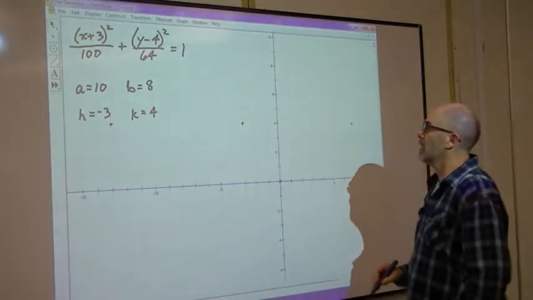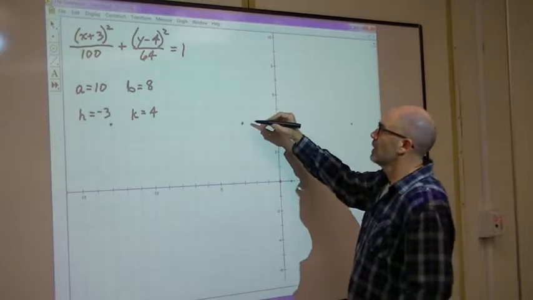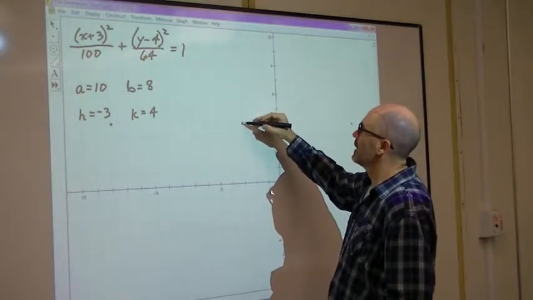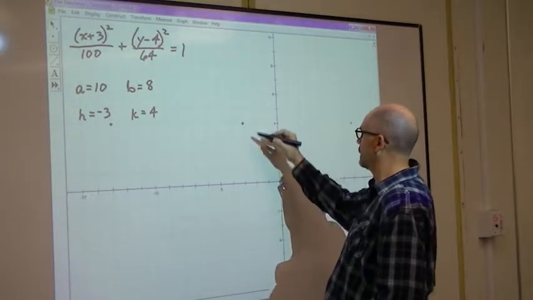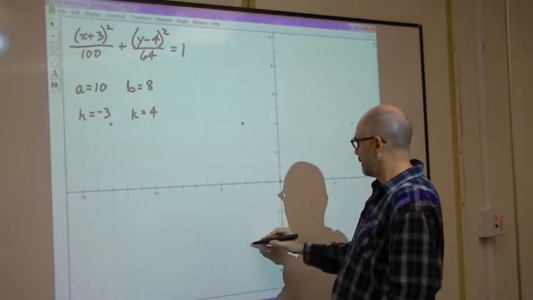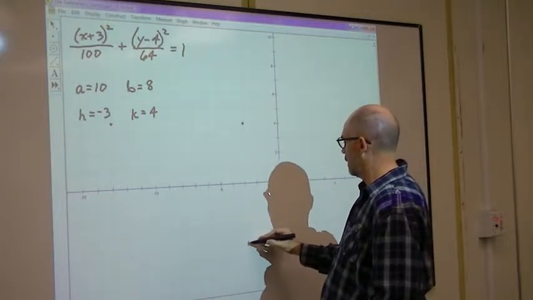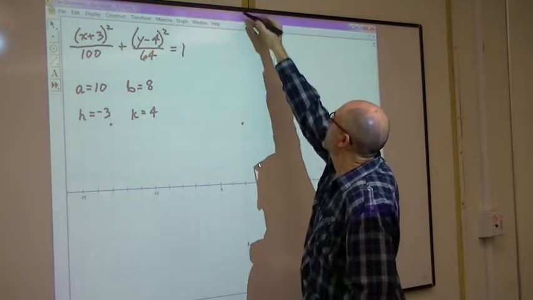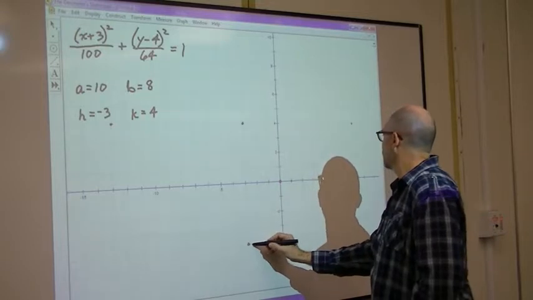And my vertical vertices are going to be 8 up. Oh, rats. 1, 2, 3, 4, 5, 6, 7, 8. That's it, we're going with it. 1, 2, 3, 4, 5, 6, 7, 8 up there. Okay, so it's going to end up being like this.